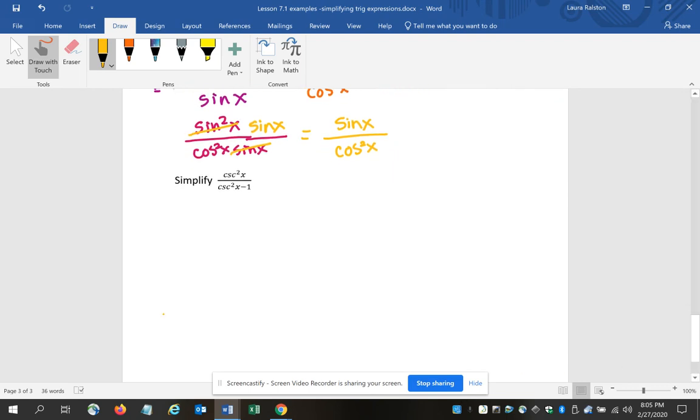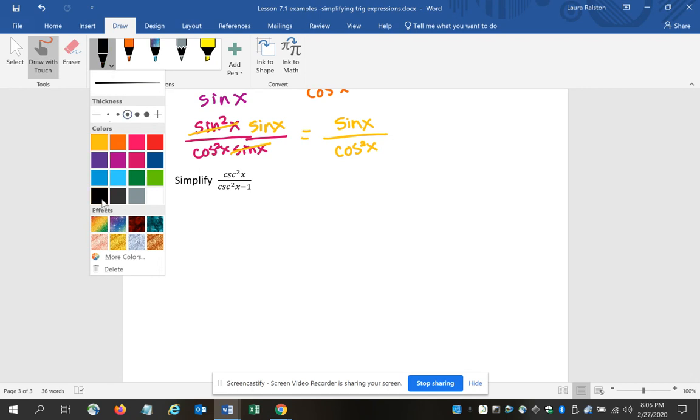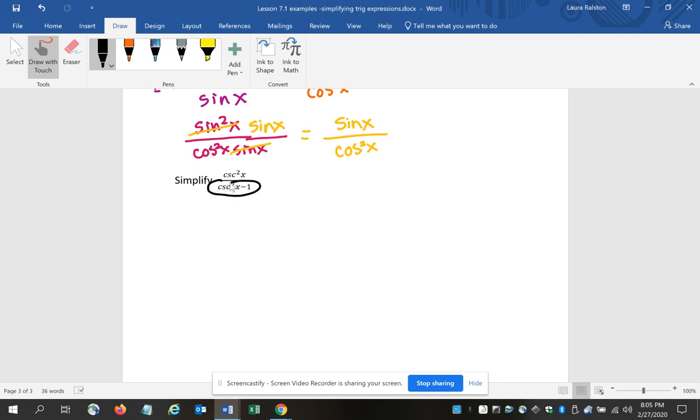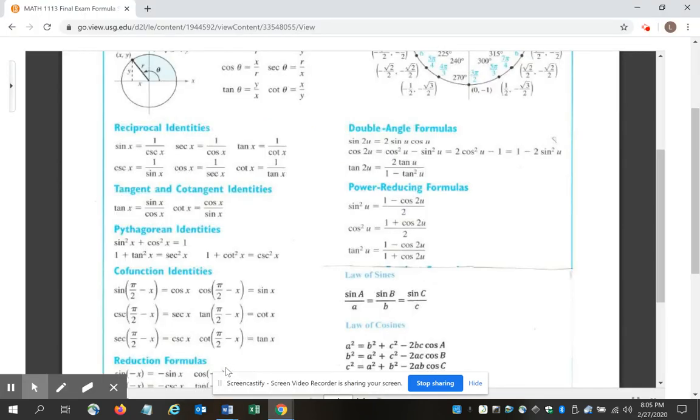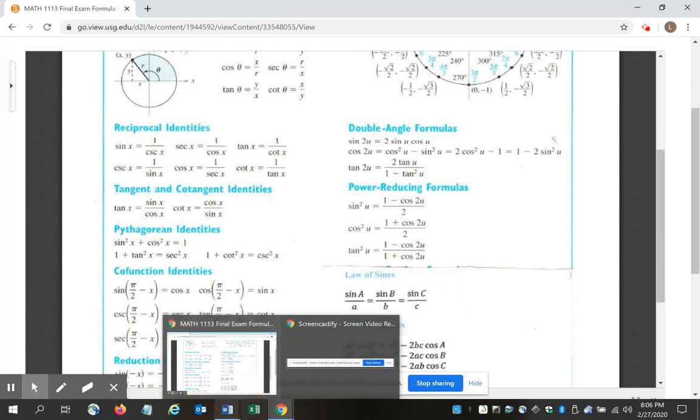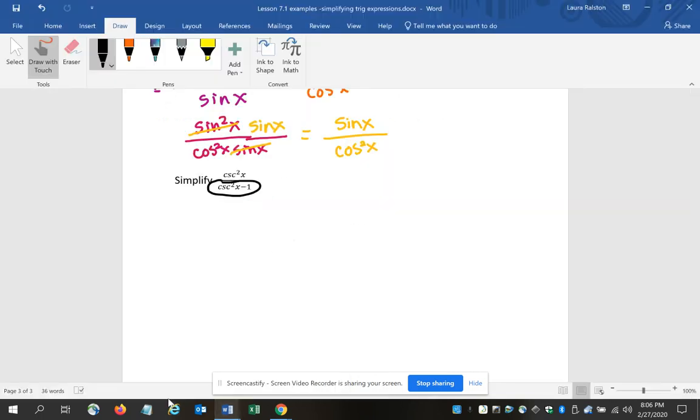Okay, one more. Again, I've got cosecant squared x divided by cosecant squared x minus 1. This time, I'm looking at my denominator, and it does make me think of a Pythagorean identity, so I'm going to go out and look. My Pythagorean identity is 1 plus cotangent squared equals cosecant squared. Okay, so let's see what happens if I use that Pythagorean identity.